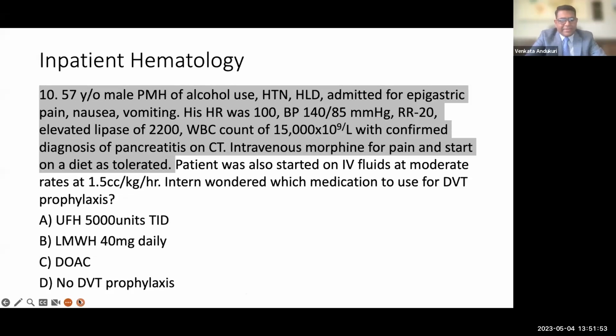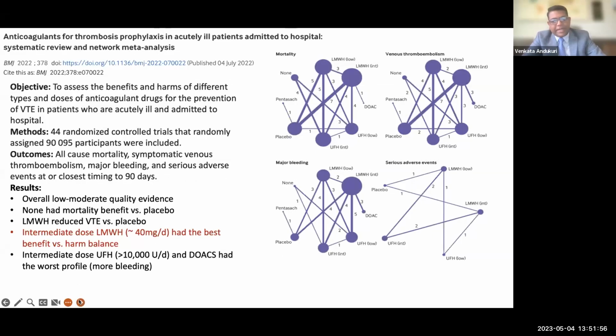Good. So I guess I don't have to spend a lot of time on this one. There's a network meta-analysis that they did. And just like you guys said, an intermediate dose of low molecular weight heparin is the best in terms of benefit versus harm. But the interesting fact here is none had any mortality benefit versus placebo, and low molecular weight heparin reduced VTE versus placebo, which is kind of a given. Some of us actually give unfractionated heparin 5,000 TID, and it looks like that had a worse profile. So maybe going to 5,000 BID would be a good way to do it if you have to give that.